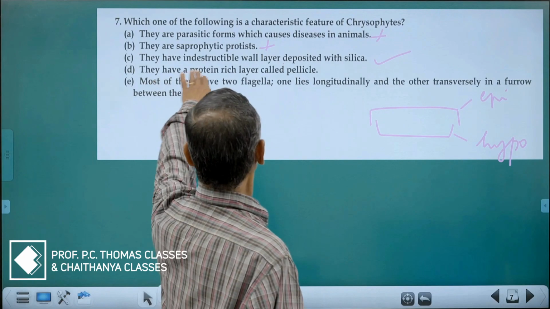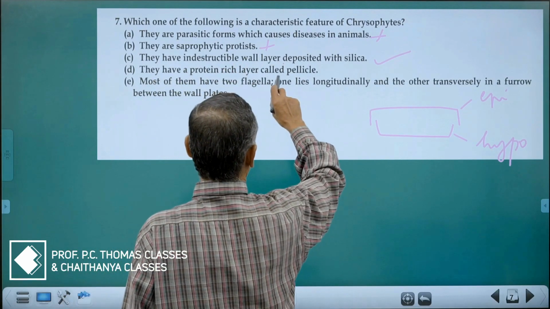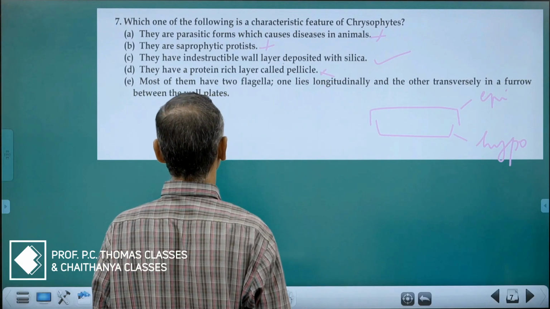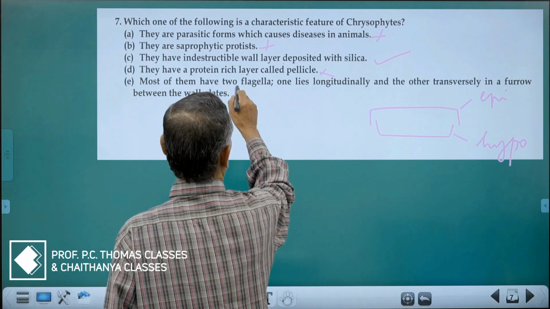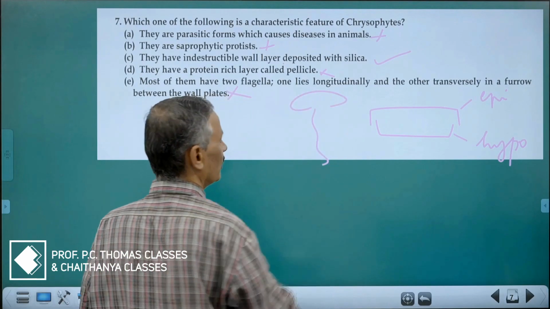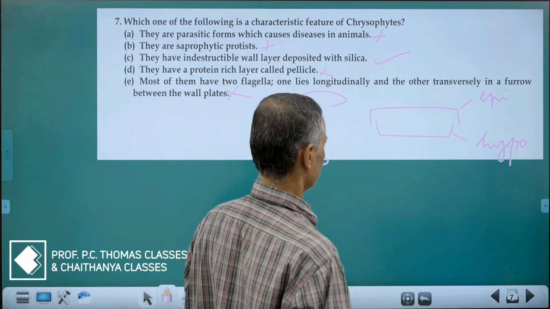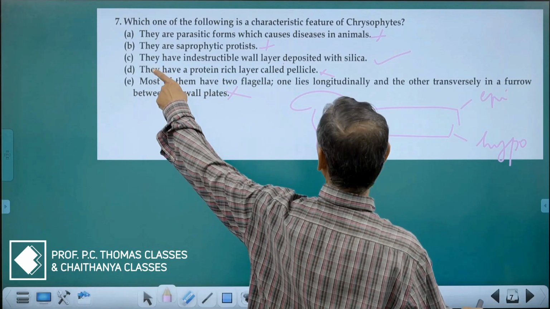Okay. So, the indestructible cell wall is the correct one. A protein rich pellicle is seen in euglenoids. Most of them have two flagellae, one lying longitudinal and the other transverse. This is for dinoflagellates. Okay. So, the answer is C.